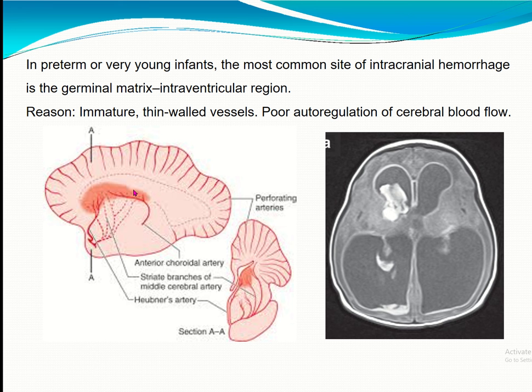In preterm or very young infants, the most common site of intracranial hemorrhage is the germinal matrix near the interventricular region. Here it contains immature thin-walled blood vessels which frequently rupture and cause hemorrhage, and due to premature birth, poor autoregulation of the cerebral blood flow is seen.